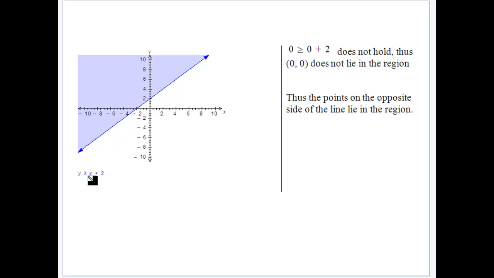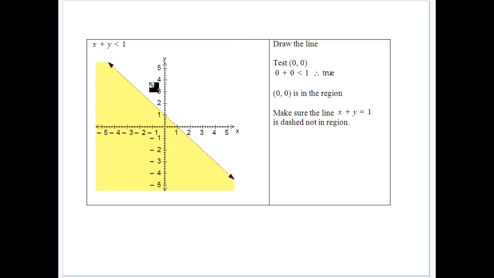Now, because it's greater than or equal to, the line's solid. If it was just greater than, we'd put a dotted line in there because it wouldn't be equal to that line. And if it was less than, obviously 0, 0 would satisfy that region, and we would shade the other side. So that's y is greater than x plus 2. This would be the side where y is less than x plus 2. It would be one side or the other.